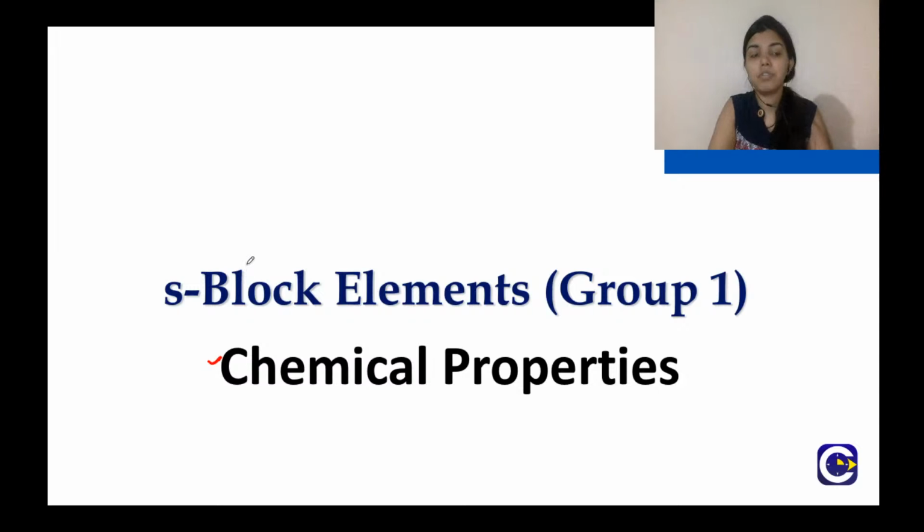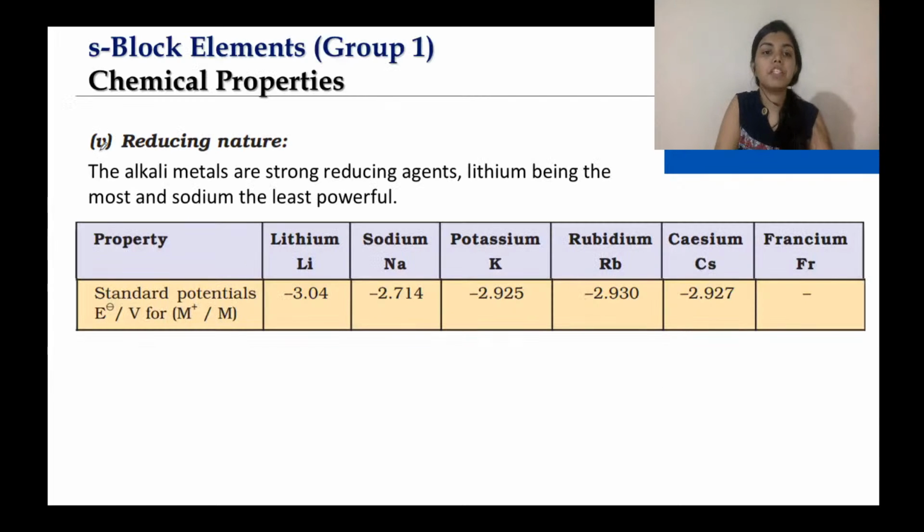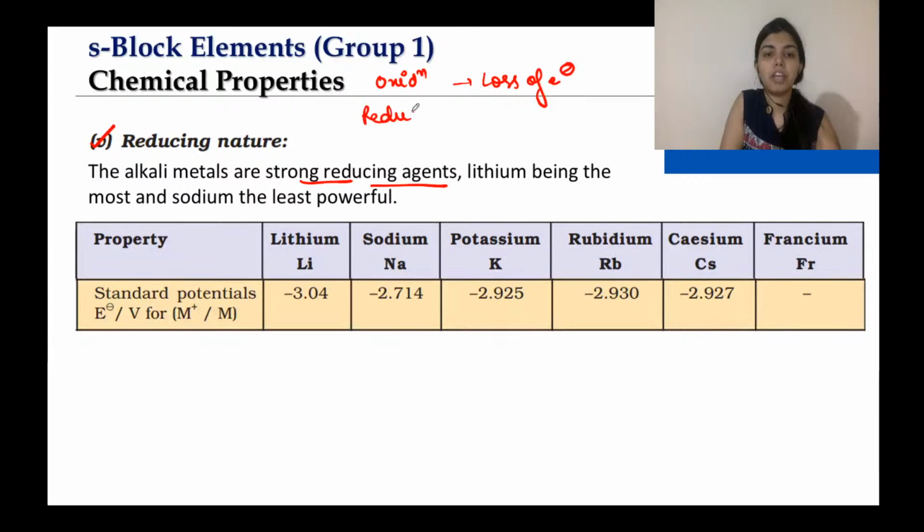Okay. So we'll start. First we will study the reducing nature, right? So alkali metals are strong reducing agents. What are reducing agents in terms of electrons? In redox, you will learn about reduction and oxidation power in terms of electrons in detail, but here we will just have a gist. Oxidation is loss of electron, and reduction is gain of electron.